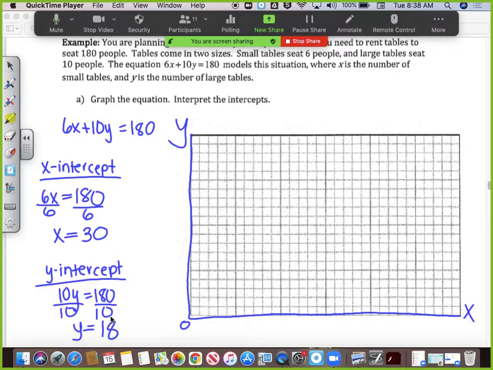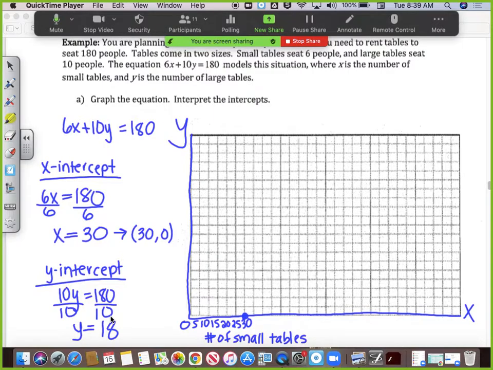What would you guys like to go by? What would make sense? 5 is good. So if we go by 5s, this would be 5, 10, 15, 20, 25, and 30. And on that x-axis, which we should also label, x is the number of small tables. On the x-axis, since the x-intercept is 30, that means that we would plot the point at 30, 0. So right here is where we would plot the point. The number of small tables is 30 for the x-intercept.